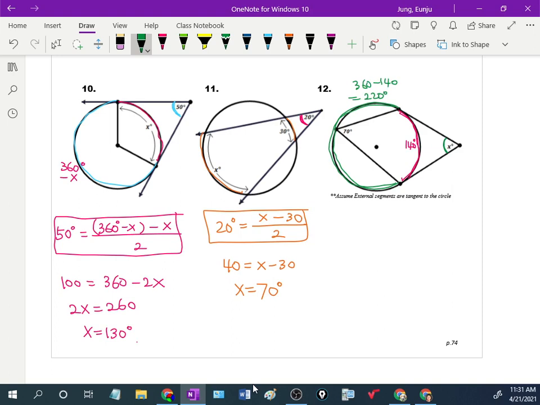That's right. So let's set up an equation. x can be found by subtracting 220 minus 140, and then divide by 2. So x will be 80 over 2, right? So this is 40 degrees. That's how we use the formulas on the circle.